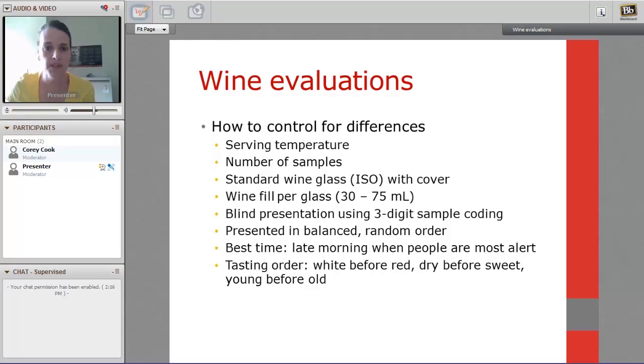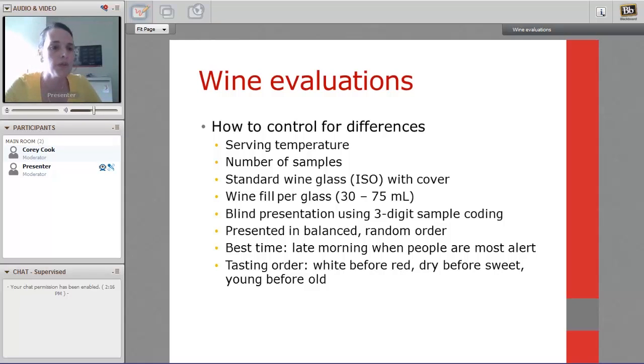So moving swiftly on, how to control for some of these things. Serving temperature, so it depends on the wine. And especially if you're doing white wine tastings, it really does depend on whether it's a sparkling wine, a table wine, or a dessert wine. So what temperature you want to serve it at. Generally, if you want the most bang for your buck as far as aromas go, you want to serve it around room temperature. In the second webinar, I think, I talk more specifically about wine temperature and its influence on specific attributes.